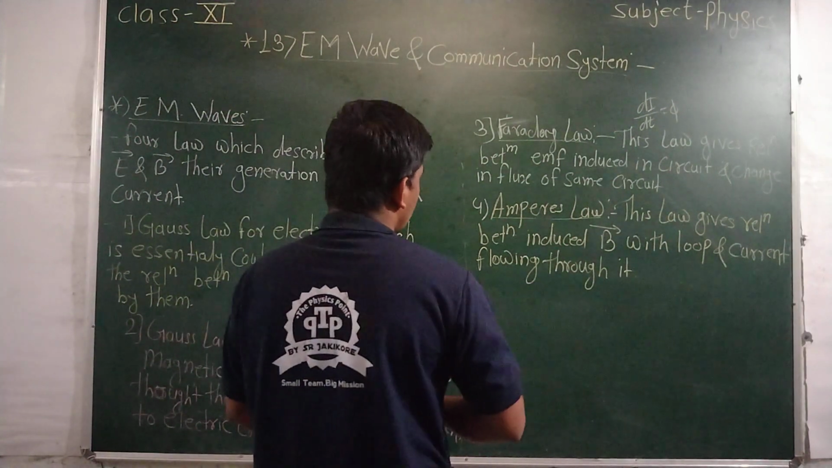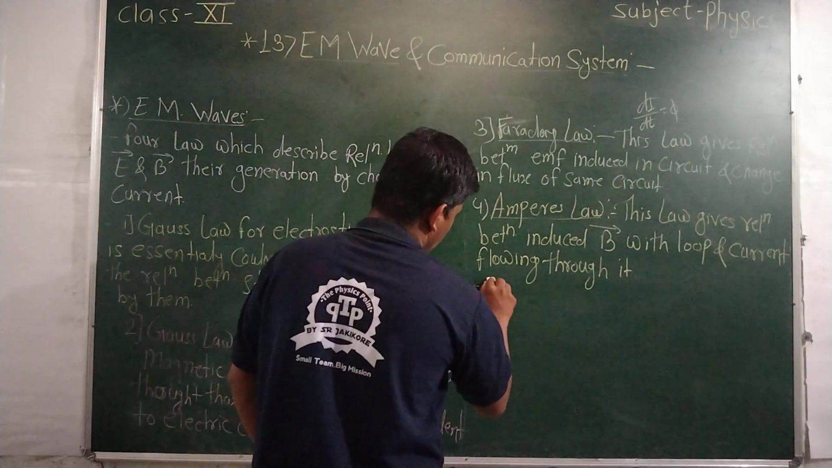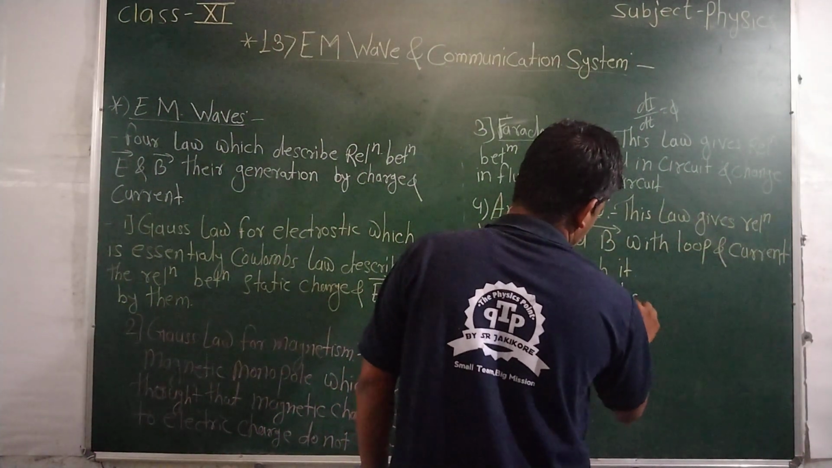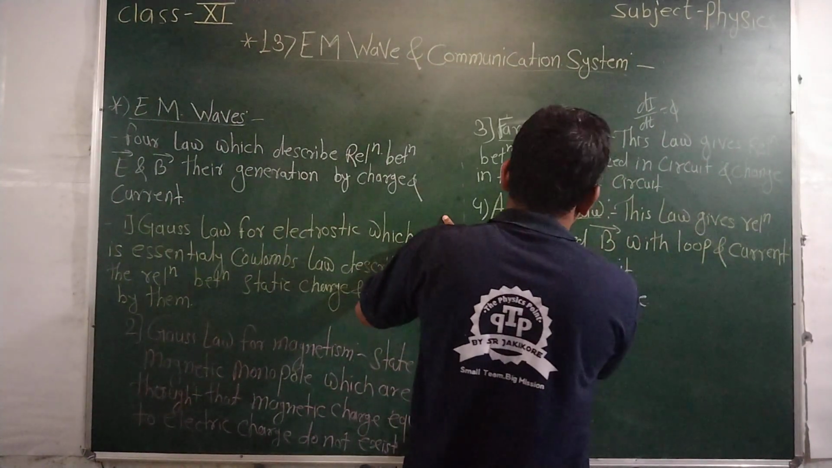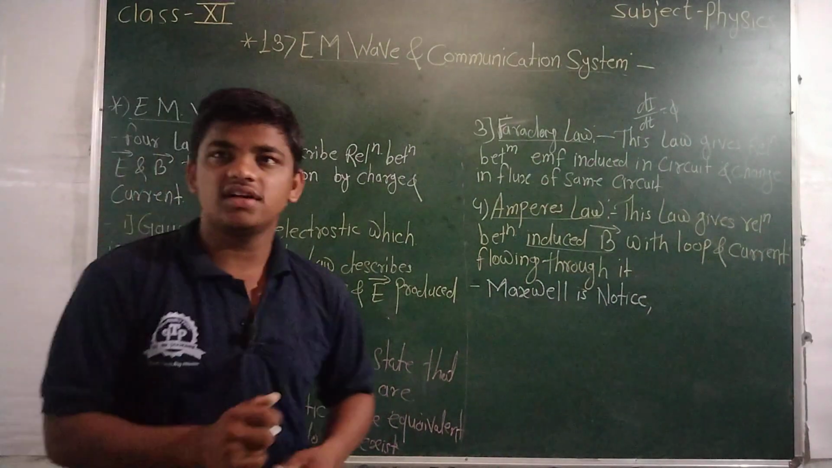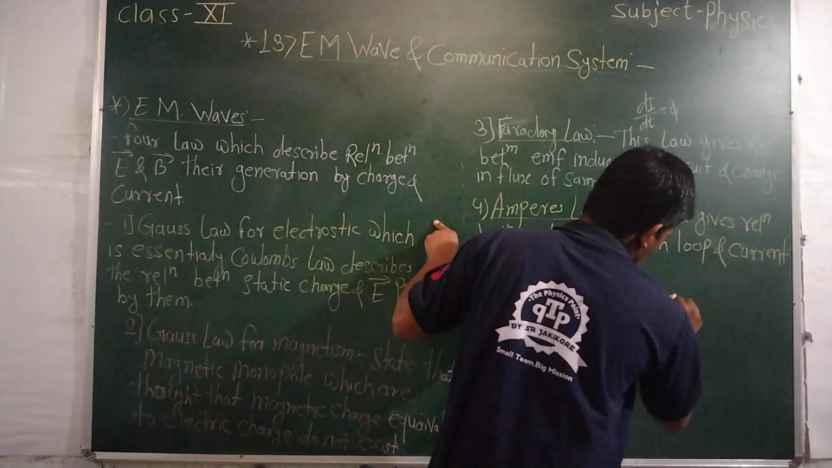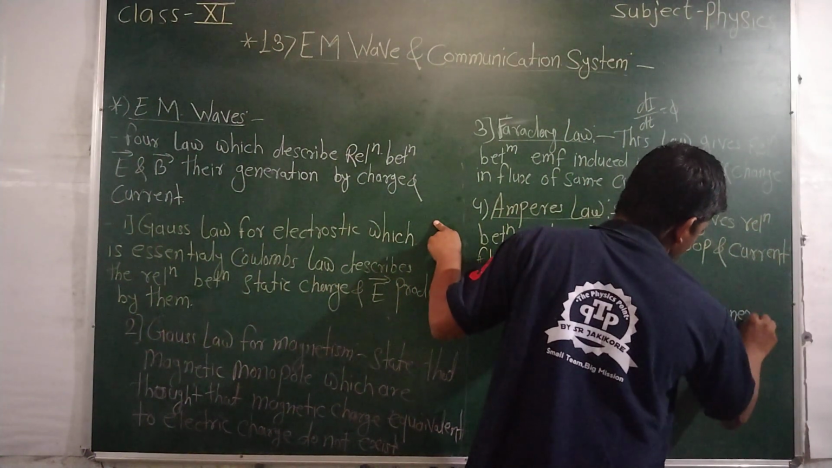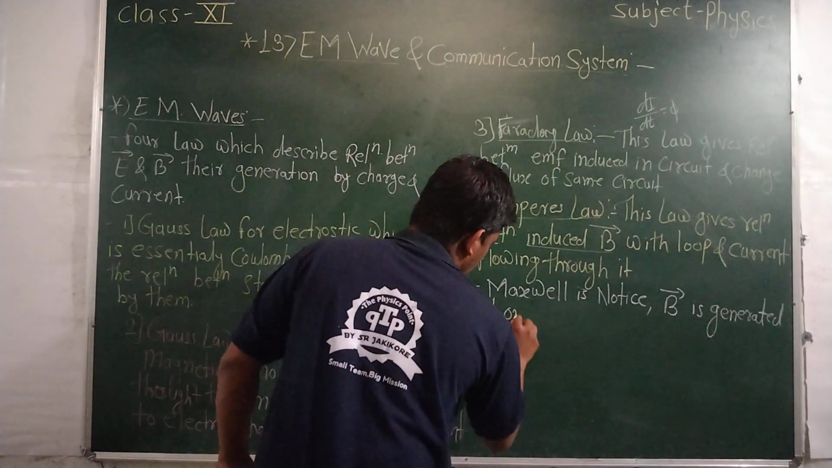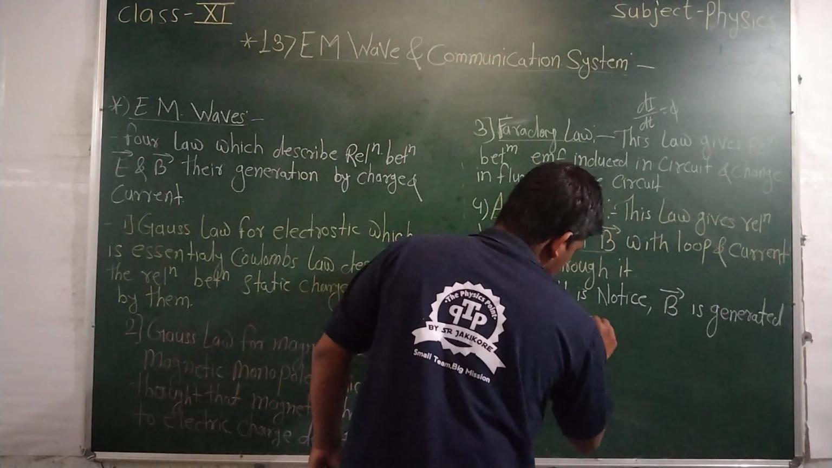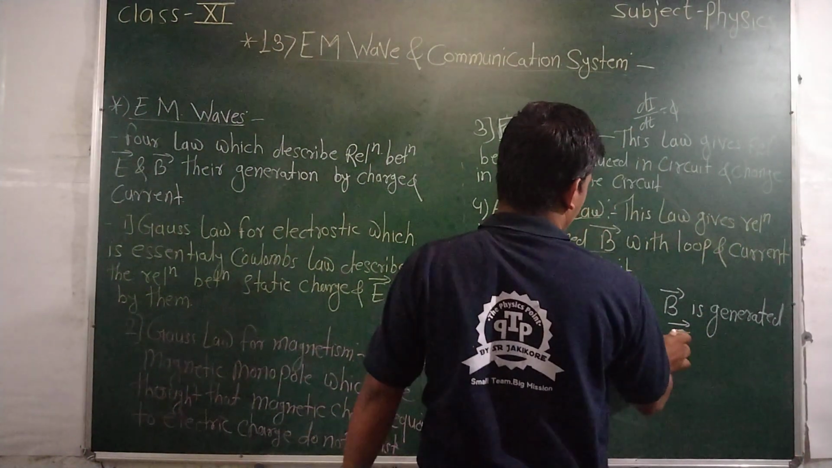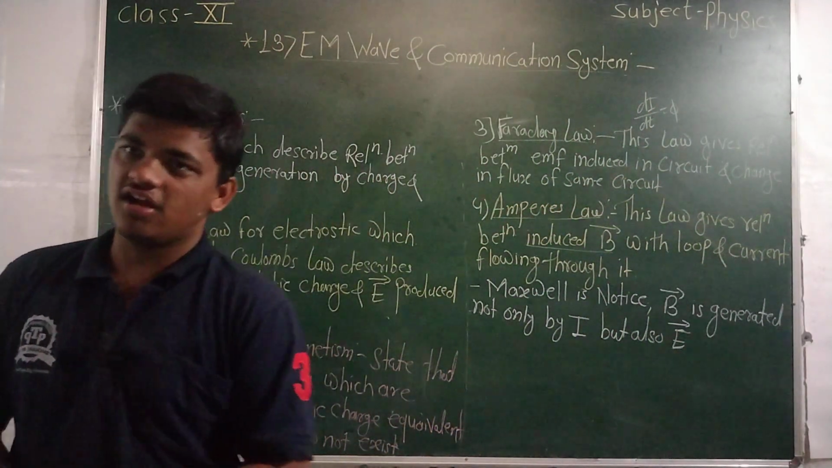James Clerk Maxwell noticed that the magnetic field is generated not only by electric current but also by electric field, that is E bar. This is stated by James Clerk Maxwell.